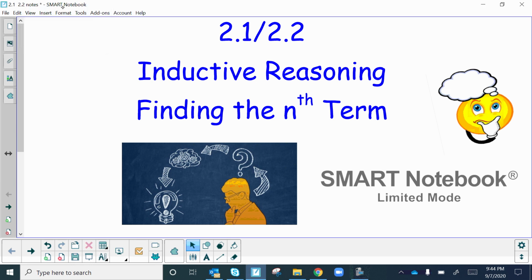All right, this is now chapter 2. This is going to be the chapter of reasoning. So the first two sections that we're going to go over are inductive reasoning and finding the nth term.